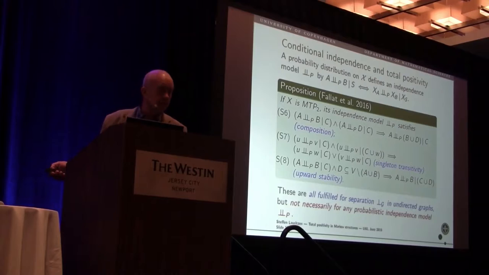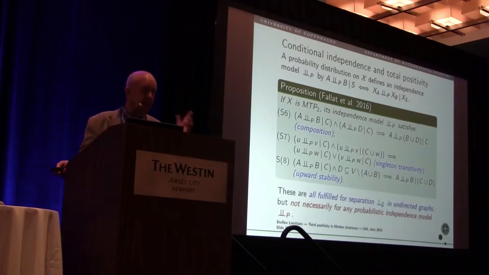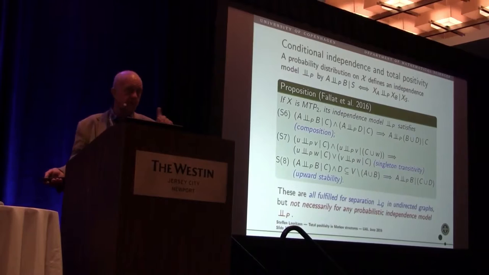So undirected graphs actually satisfy this, and any MTP2 distribution is satisfied by that. Now this is a very strong statement. Of course, it tells you that the MTP2 restriction is a very strong restriction.